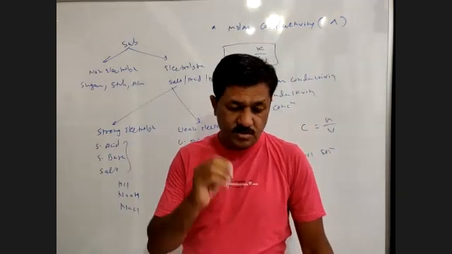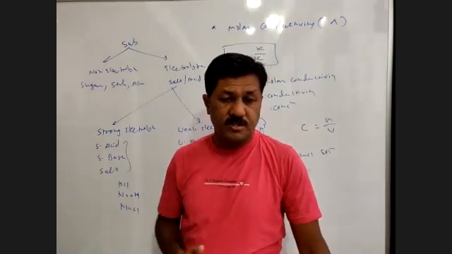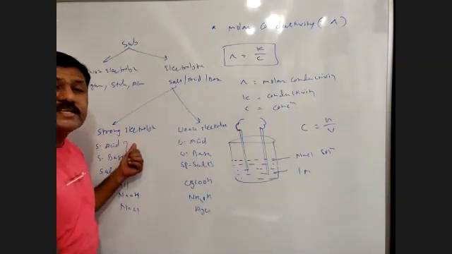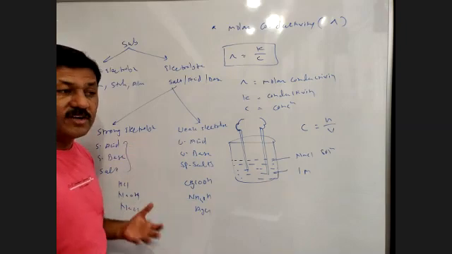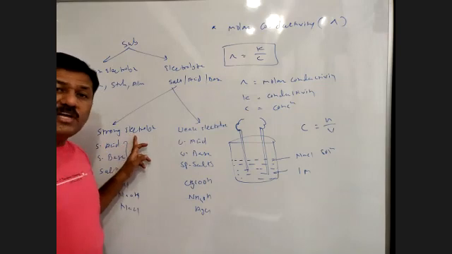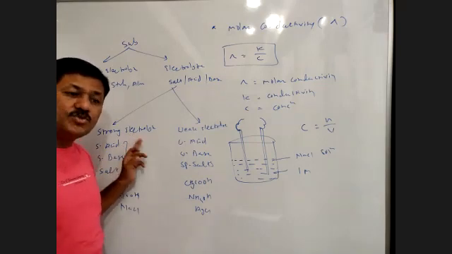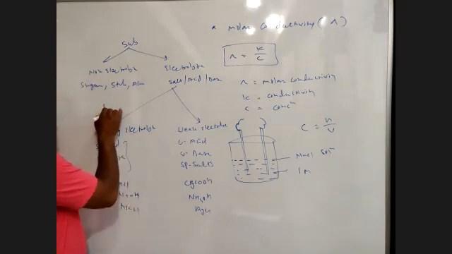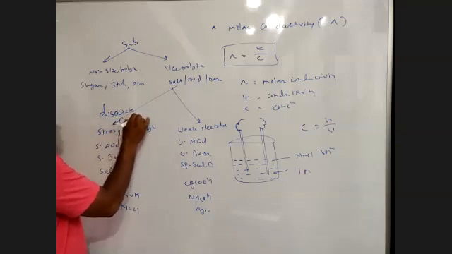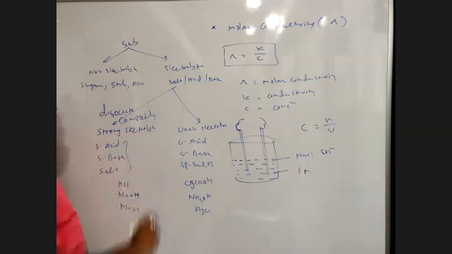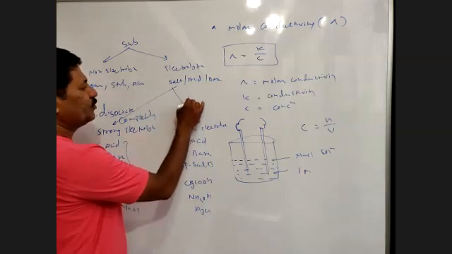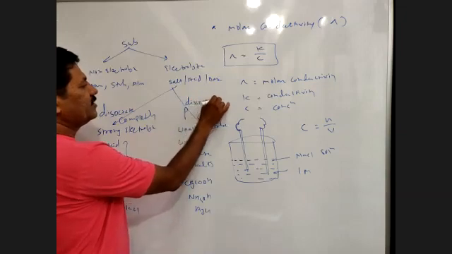Now, this definition matters a lot. What is strong electrolyte and what is weak electrolyte? कैसे डिसाइड करेंगे हम लोग स्ट्रॉन्ग इलेक्ट्रोलाइट वीक इलेक्ट्रोलाइट? It's very important in order to understand further concepts. Strong electrolyte is the substance which dissociates completely. And weak electrolyte is the substance which dissociates partially.